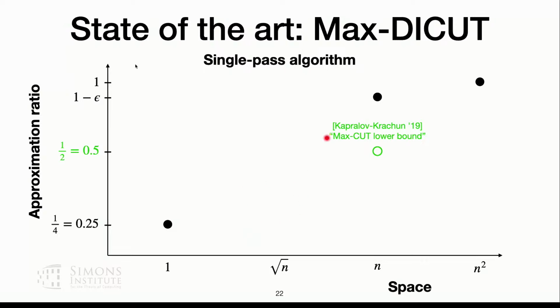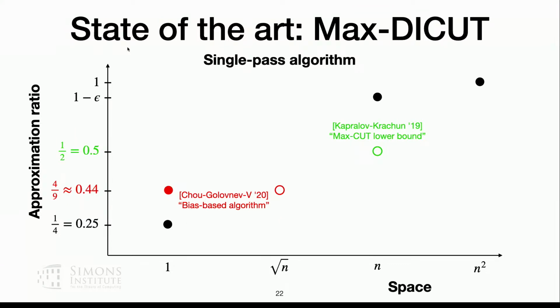So what's the first result that was known here? A simple reduction helps us get from a max-cut lower bound to a max-dicut lower bound, which says that you cannot do better than half approximation in little o of n space. So if you want to beat half approximation, you might as well do a 1 minus epsilon approximation. And this work of ours shows that there's a bias-based algorithm, which gives you some 0.44 approximation. But if you want to beat that, you cannot do it in little o of square root of n space.